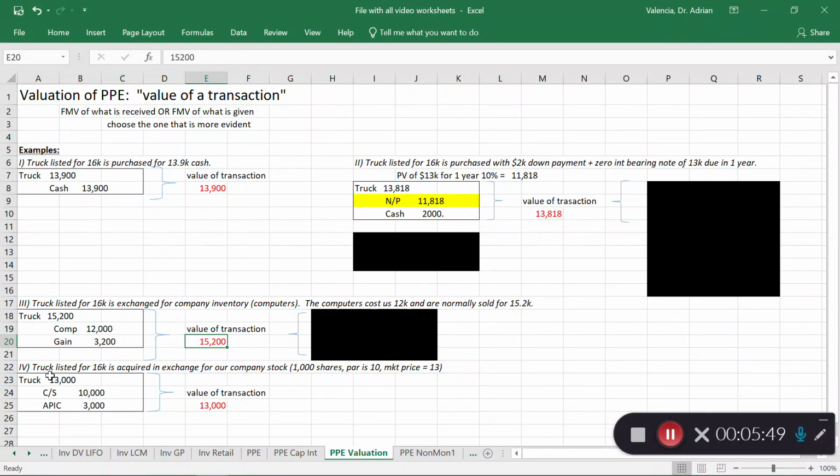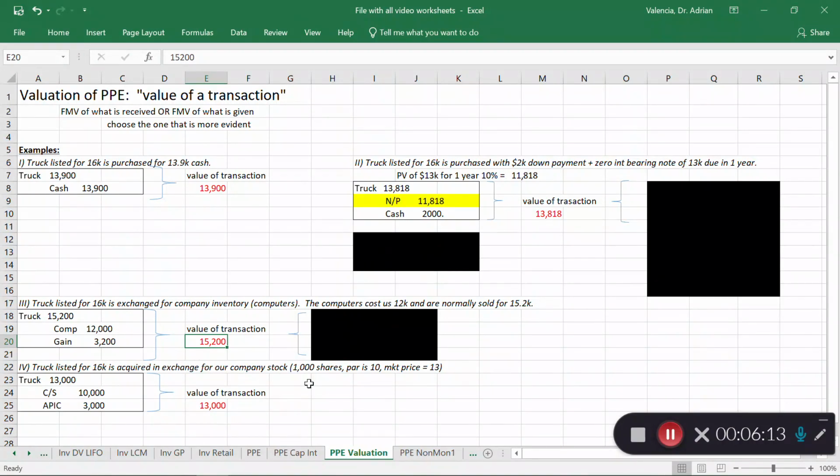All right, last example here. Same truck. So in all these scenarios, notice how I'm trying to use the same asset that we're buying that is listed for $16,000. And so far in none of the scenarios have we actually used the $16,000 to value the transaction. All right, but in this case, we are acquiring a truck and we're exchanging it for our company stock.